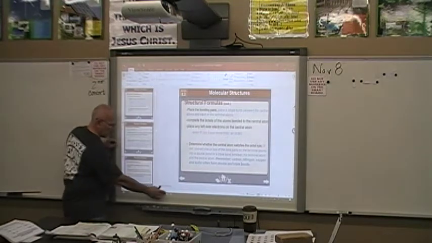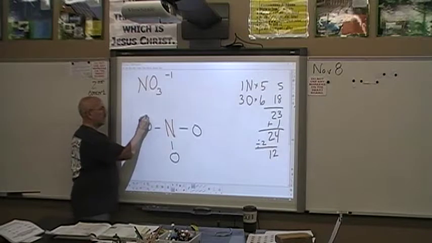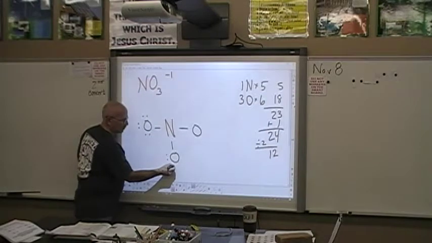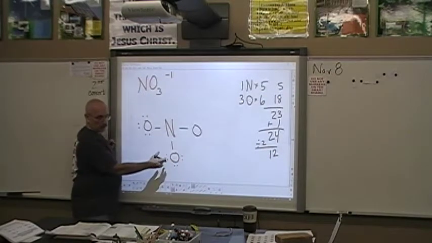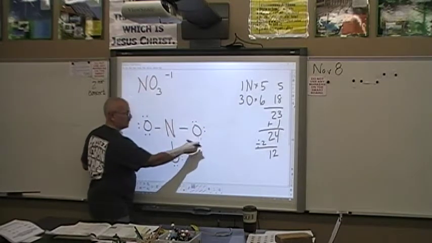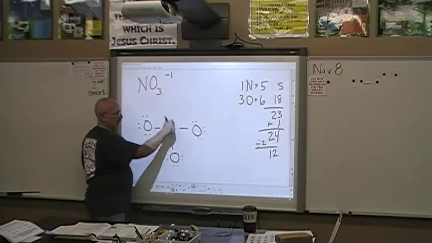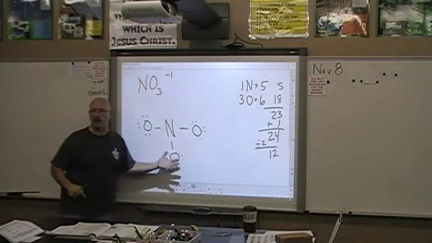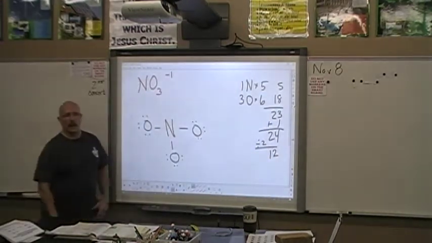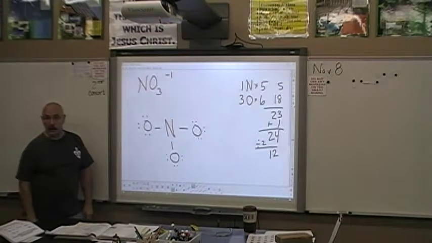So now I'm going to go back here, and I'm going to start putting all my little dots. 1, 2, 3, 4, 5, 6. That's 3 pairs. 1, 2, 3, 4, 5, 6. That's 3 pairs. 1, 2, 3, 4, 5, 6. That's 3 more pairs. So I got 3, 6, 9, and the 3 that are connected to the nitrogen. I got 12 pairs of electrons to use. It looks like I'm done.